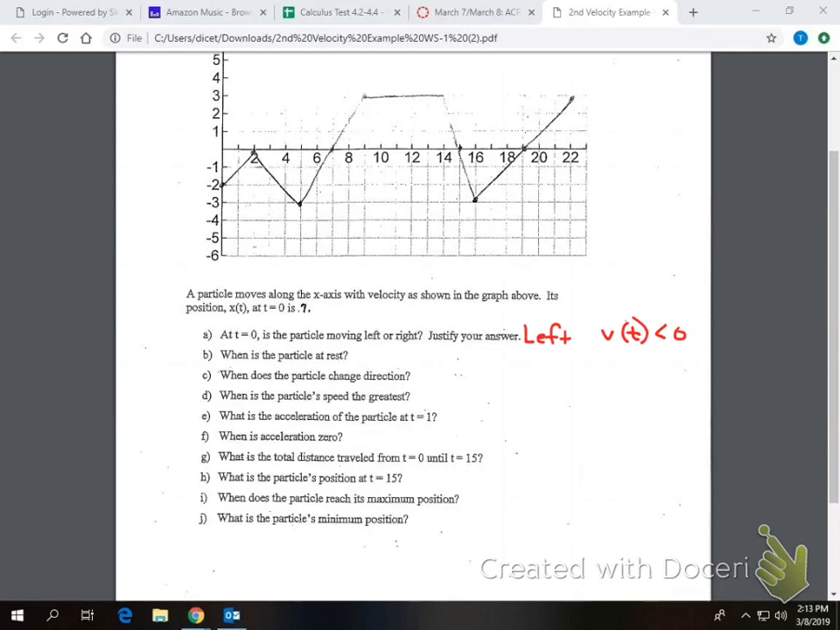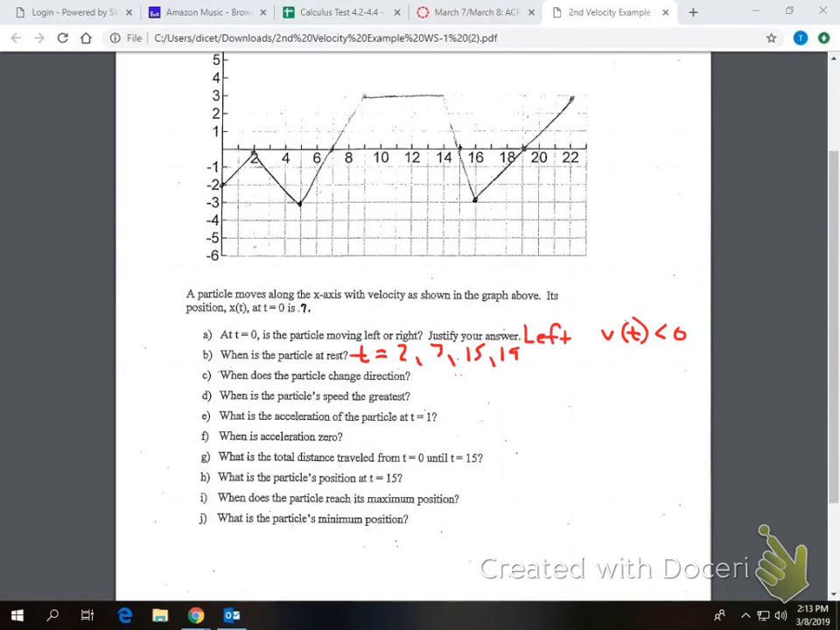When is the particle at rest? Again, this is the velocity. So when does a particle come to rest? When velocity is what? 0. So it's at rest at t equals 2, 7, 15, and 19.